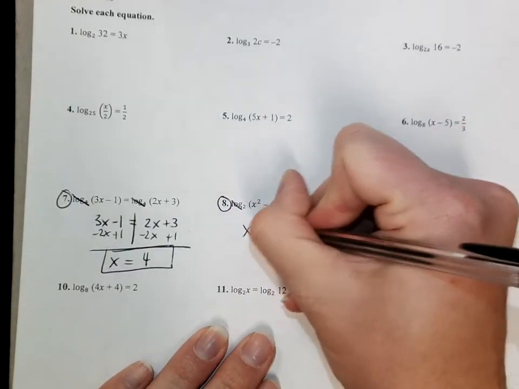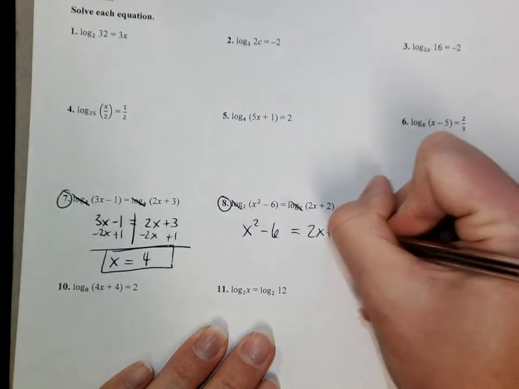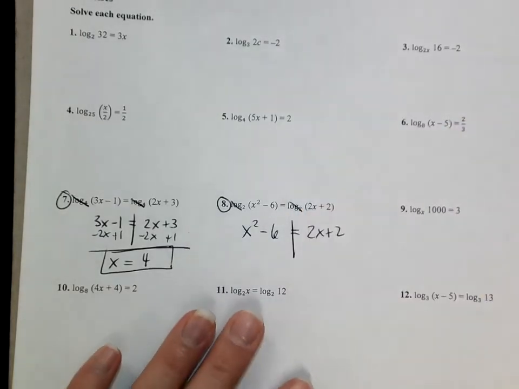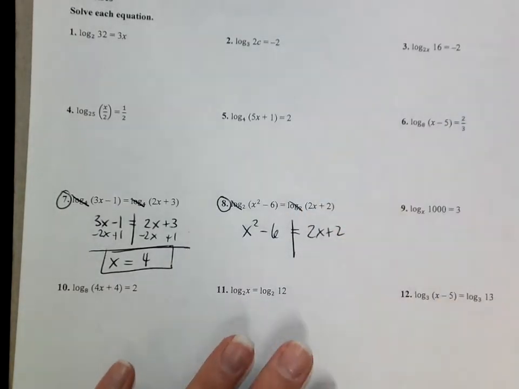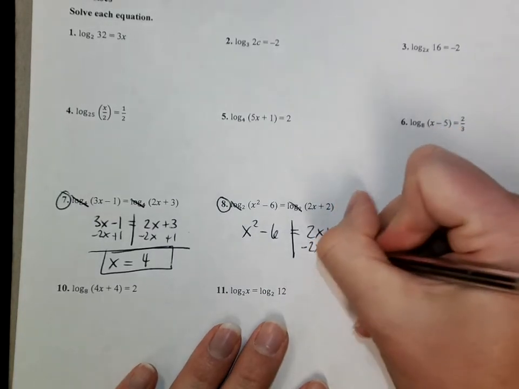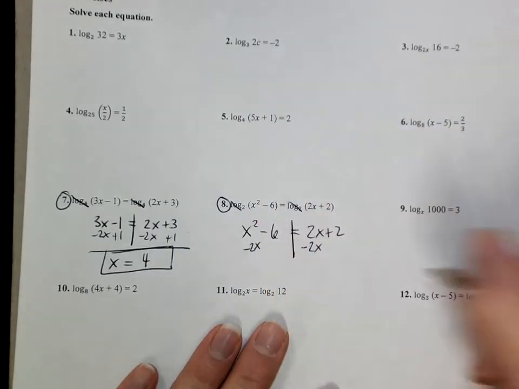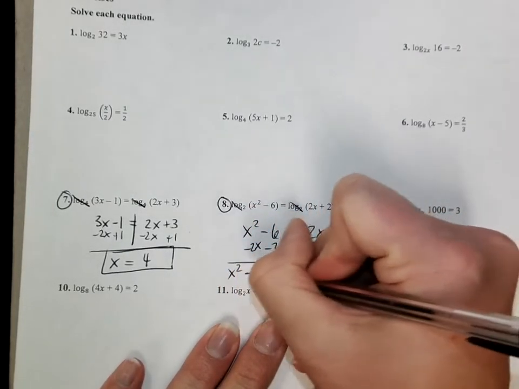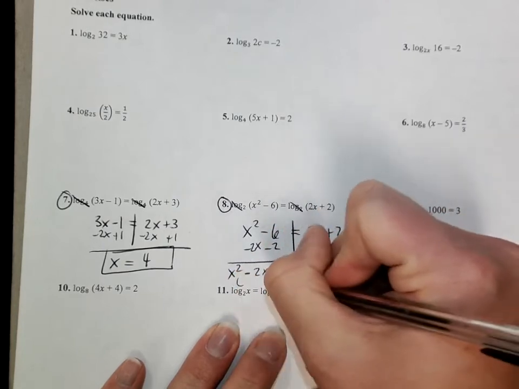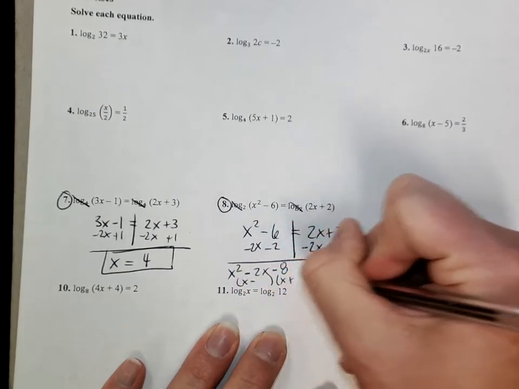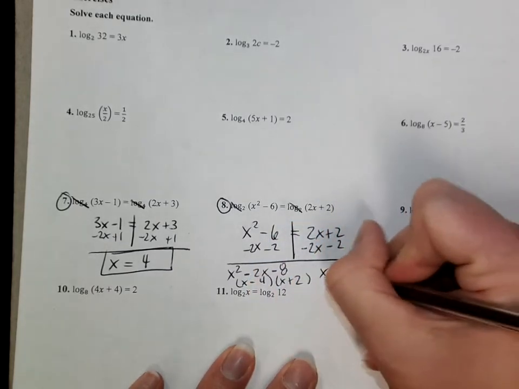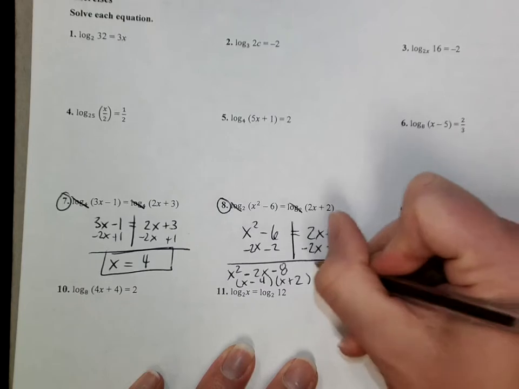X squared minus 6 equals 2x plus 2. How do you solve this if it has an x squared in here? I hope you said by factoring, because we have factored enough this year that that should be your first instinct anytime you see an x squared. So I'm going to subtract the 2x, and subtract the 2. That gives me x squared minus 2x minus 8. Do my signs, that's a minus and a plus. What multiplies to be 8 and subtracts to be 2? That's 4 and 2. So x equals 4 and x equals negative 2 are my two solutions.